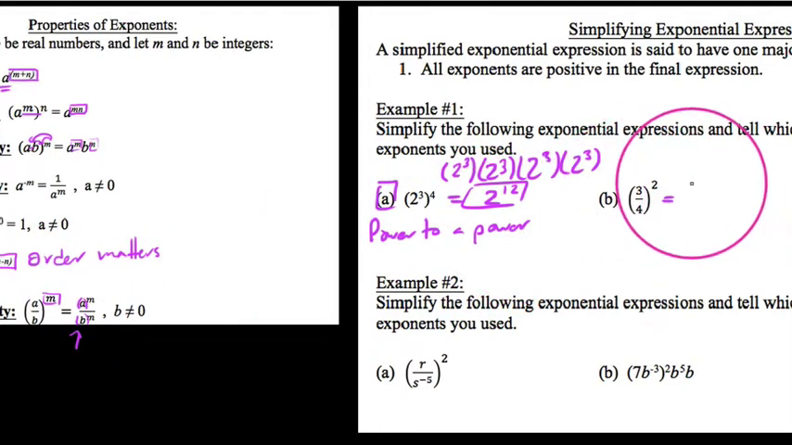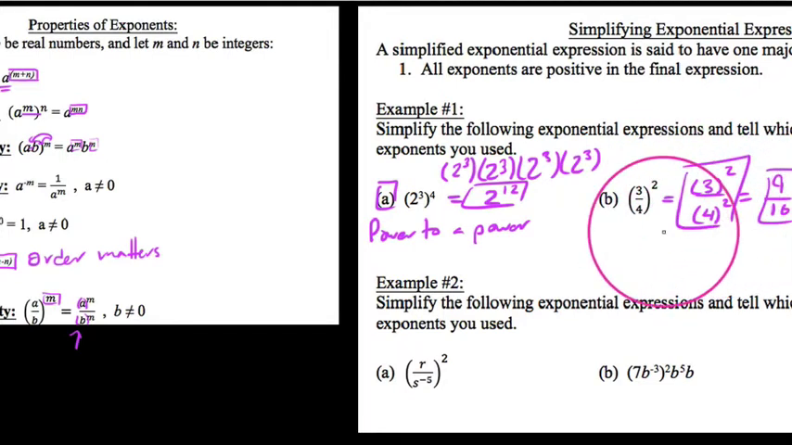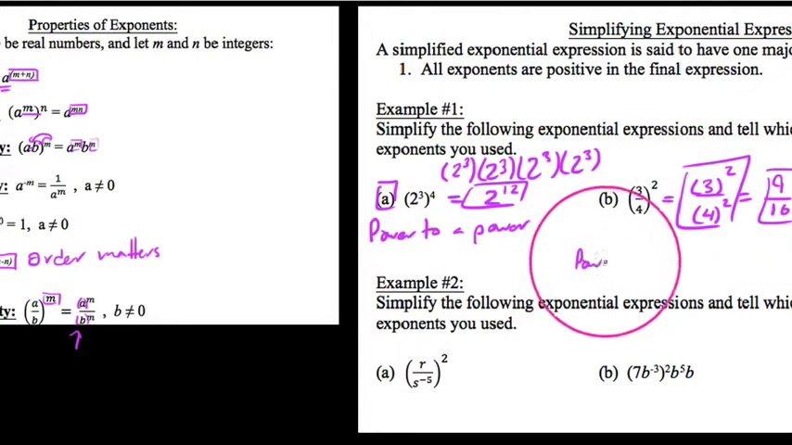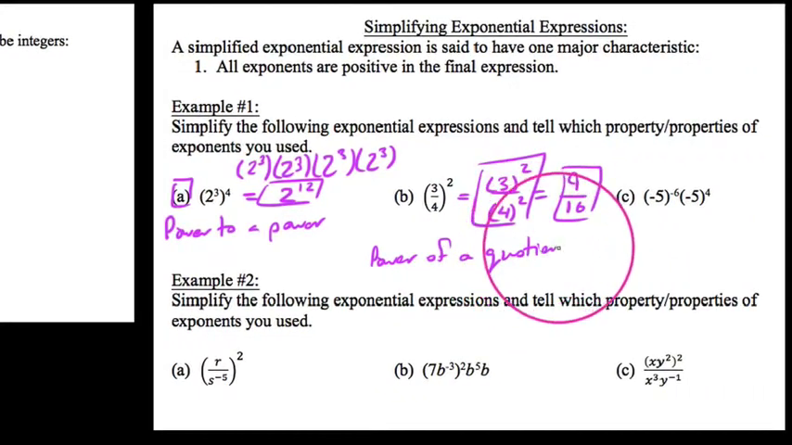So our numerator this time is 3. We're going to take it to the 2nd power. We're going to take everything in the denominator, which is 4, to the 2nd power. So in this case, we get 9/16. So the property says we did this. We say power of a quotient is what we were dealing with here. We split up the exponent and then evaluated.